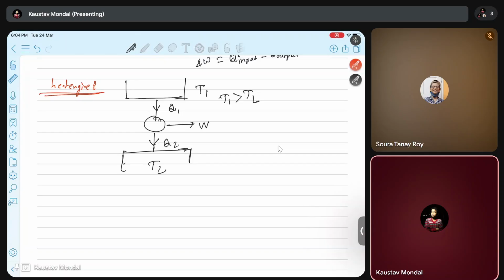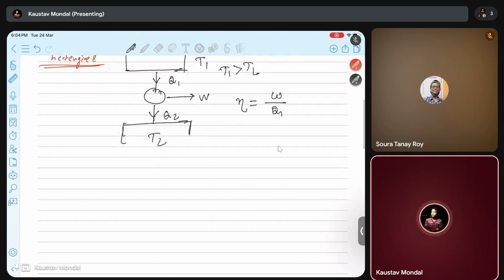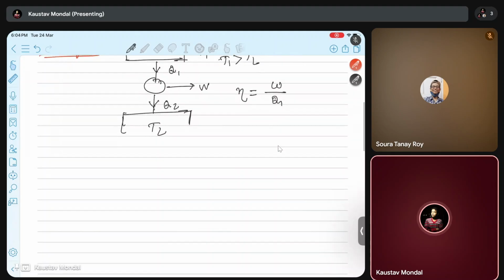So the efficiency for any kind of heat engine, this is the general formula, is W by Q1. Okay, so W is the work done, and Q1 is the heat input. For any general heat engine, this is the formula of the efficiency. So here the work done is Q1 minus Q2, so the efficiency is (Q1 minus Q2) by Q1. Okay.